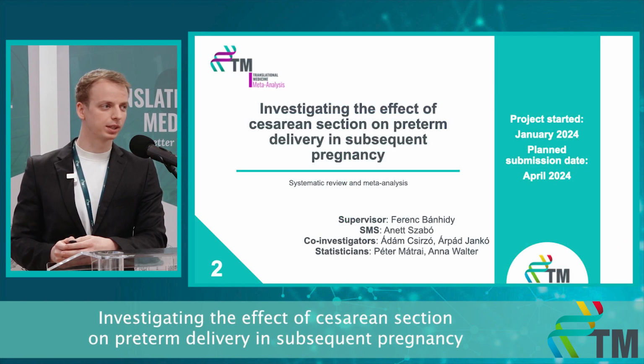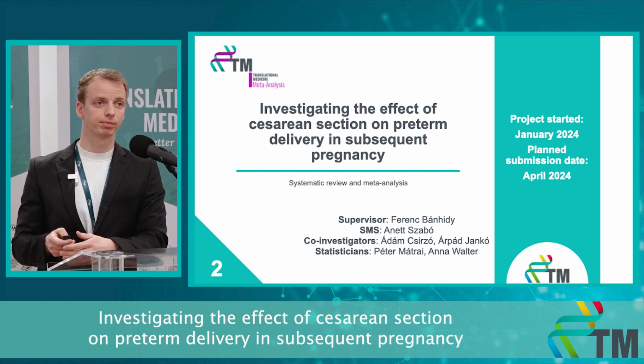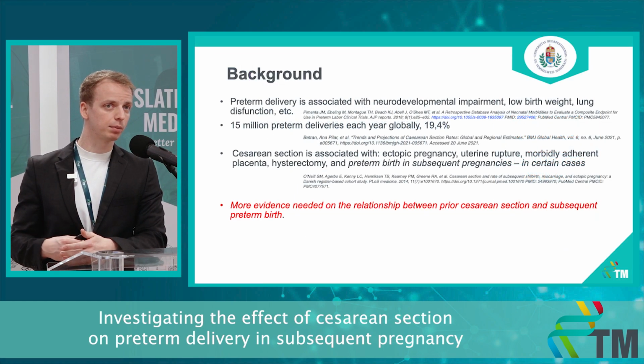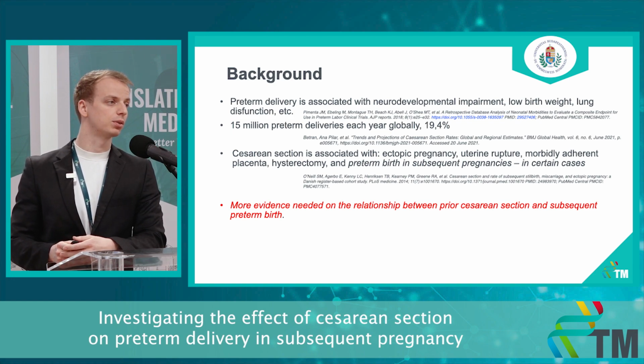So let's have a closer look at the second topic, which is about the effect of cesarean section and preterm delivery in the subsequent pregnancy. We know that preterm delivery is associated with neurodevelopment impairment, low birth weight, lung dysfunction, and other entities as well, with a global prevalence of 15 million, which is estimated to be at the rate of almost 20%.